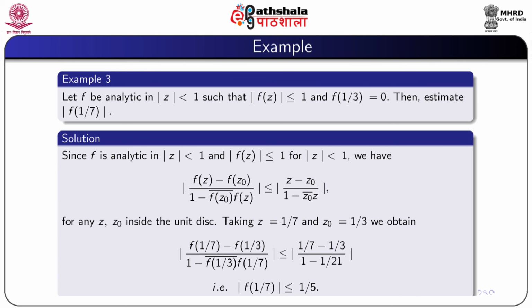So, taking z = 1/7 and z0 = 1/3, we obtain from above |(f(1/7) - f(1/3)) / (1 - conj(f(1/3)) f(1/7))| ≤ |1/7 - 1/3| / (1 - 1/21), and from this we obtain |f(1/7)| ≤ 1/5.